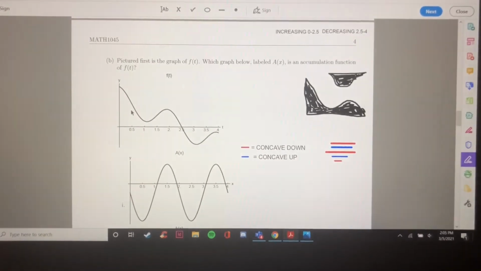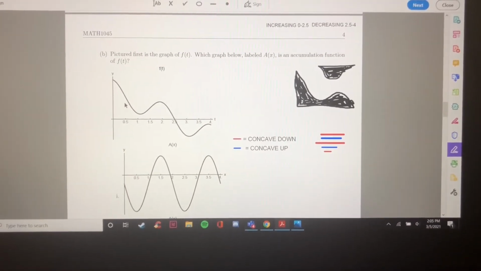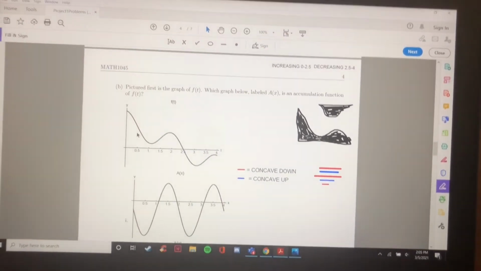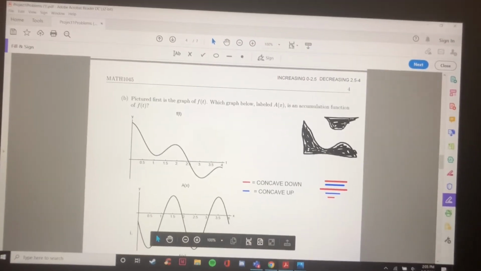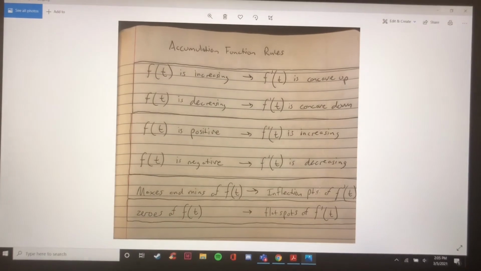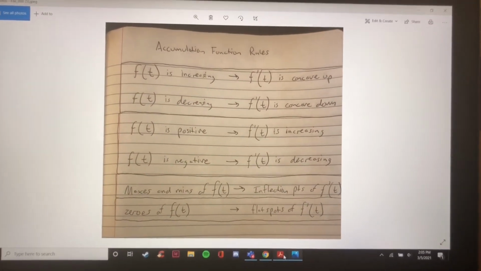Okay, this is part B. It says, pictured first is the graph of f of t. Which graph below, labeled A of x, is an accumulation function of f of t? When you're doing this type of problem, you have to have your extended table out for reference or have it memorized. I wrote it out here in a more simple way, and it's almost like a cheat sheet when doing these problems.